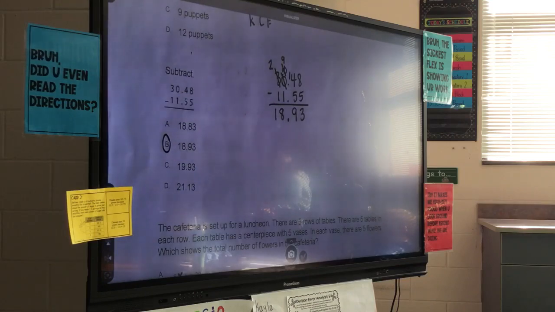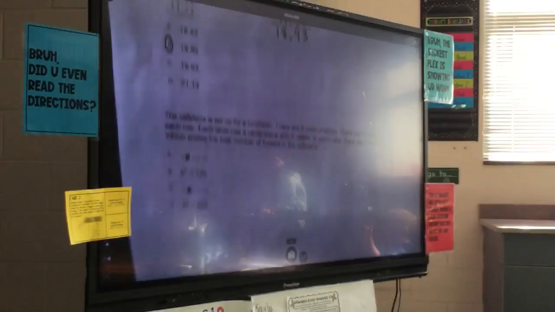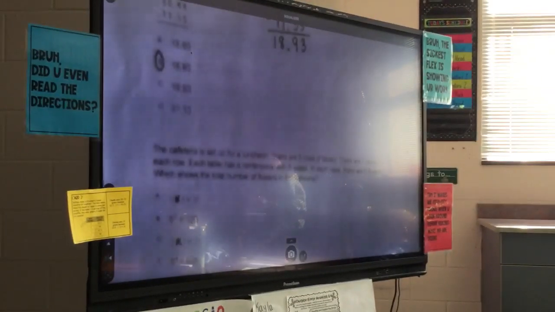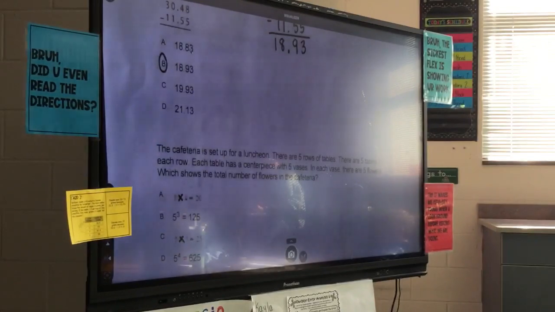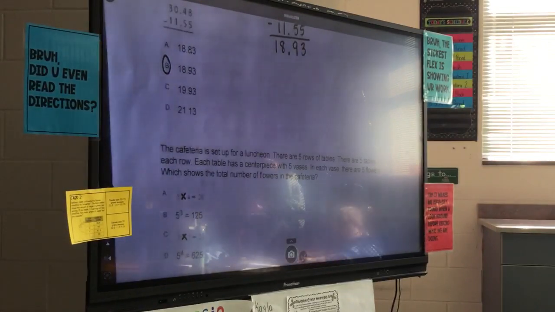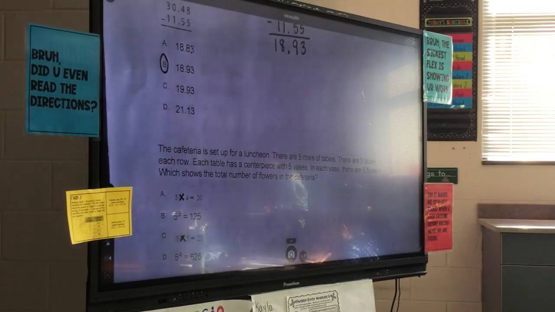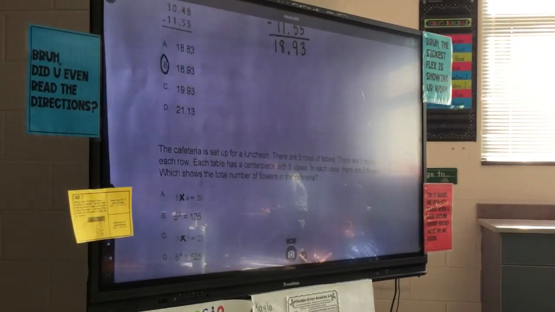Okay, thumbs up when you have this done. All right, we're looking at the next one. It says the cafeteria is set up for a luncheon. There are 5 rows of tables. There are 5 tables in each row, and each table has a centerpiece with 5 vases. In each vase, there are 5 flowers, which shows the total number of flowers in the cafeteria.